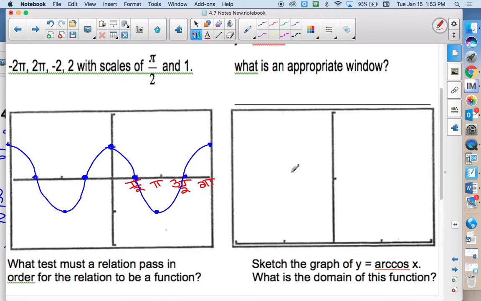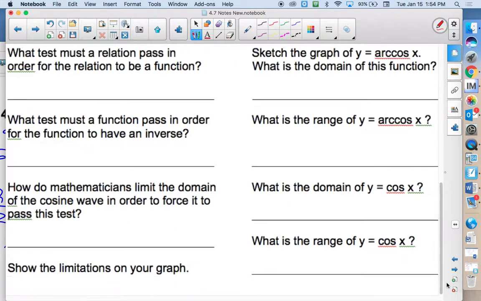Michael? From 0 to pi. Awesome, yeah. So he said from 0 to pi, because again, we try and start at 0 and move forward as far as you can. If you start at 0 and move to pi, it passes the horizontal line test from that portion there. Nice, Michael. So that last question, 0 to pi.